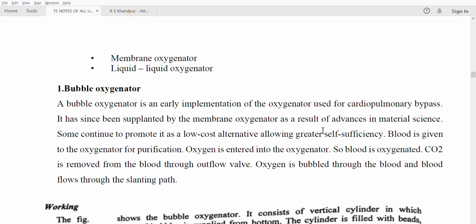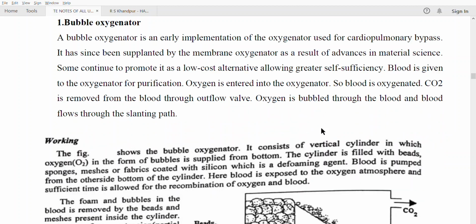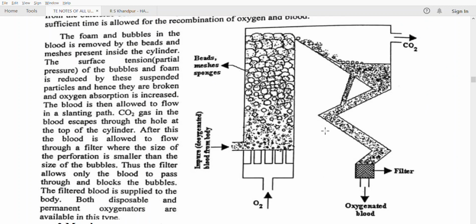Oxygen is entered into the oxygenator. So in the oxygenator, CO2 is removed from the blood through the outlet valve. Okay, so this is the functioning. What happens is O2 enters. These are the beads of meshes, the bubbles, and the impure deoxygenated blood from the body is given in, while the foam and the bubbles in the blood are removed by the beads and meshes present inside the cylinder, and the surface tension of the bubbles and foam is reduced by this suspension.